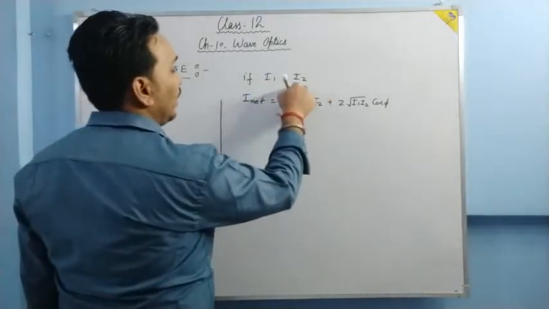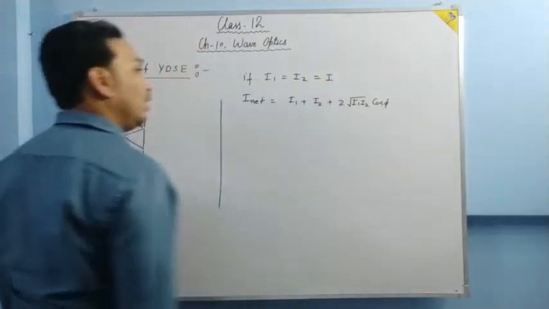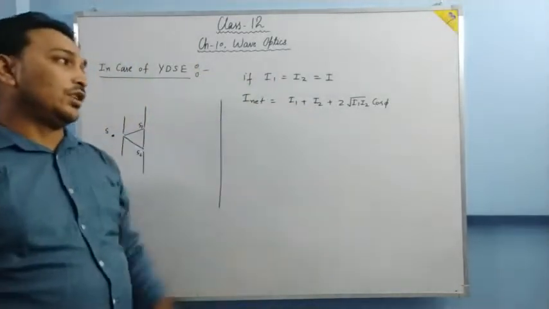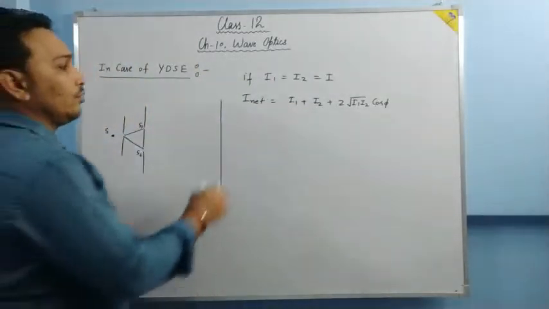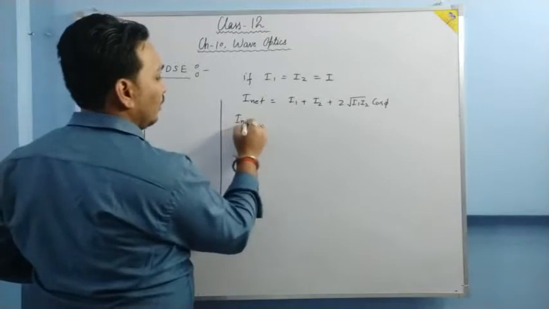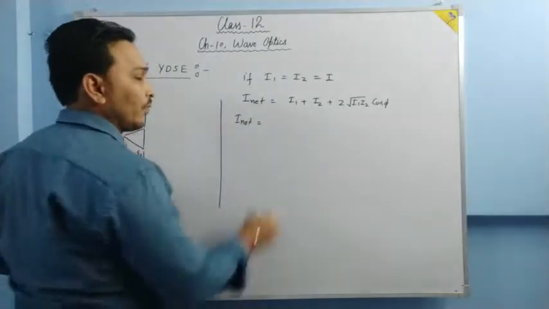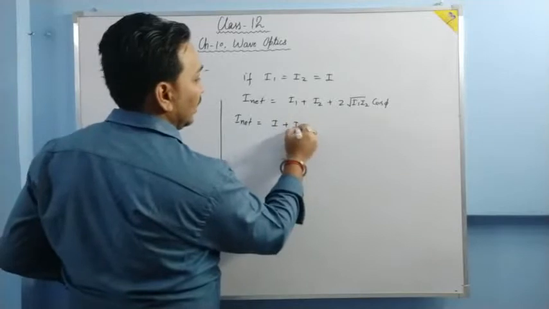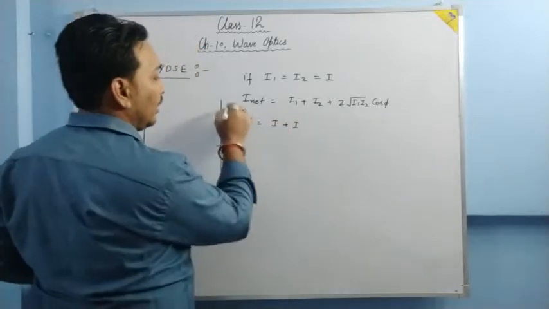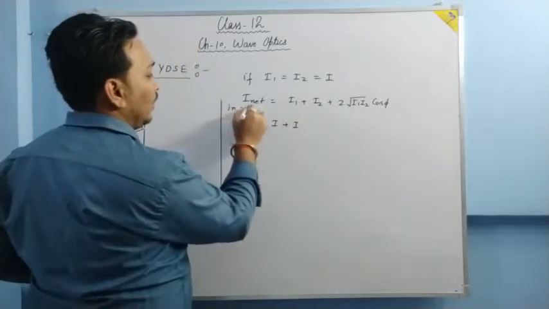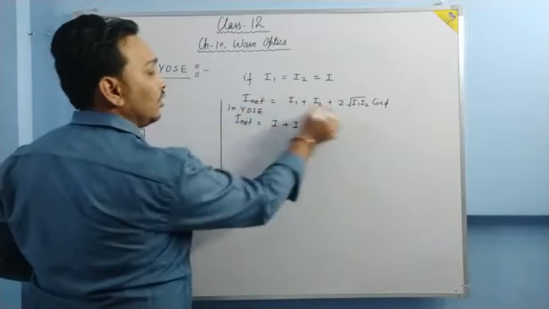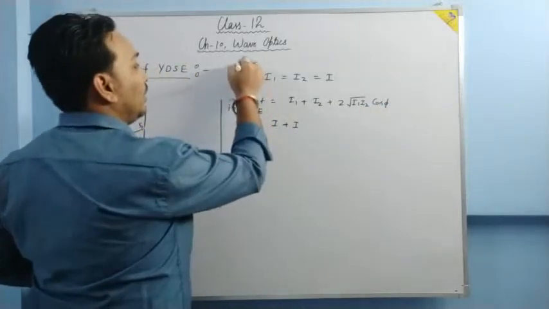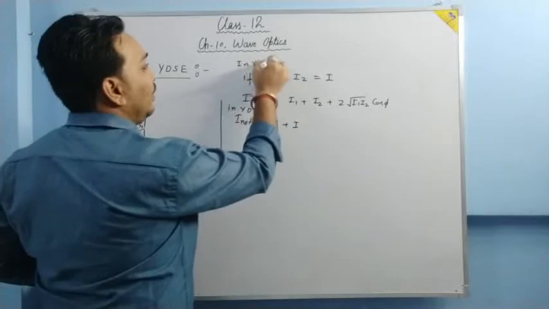If I1 is equal to I2 is equal to I, then put this in this equation, then what are we going to have? We are going to have I net is equal to I plus I, and this is for only YDSE. This is the general formula for YDSE.